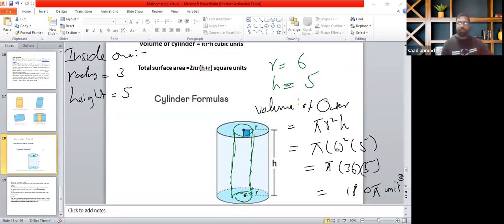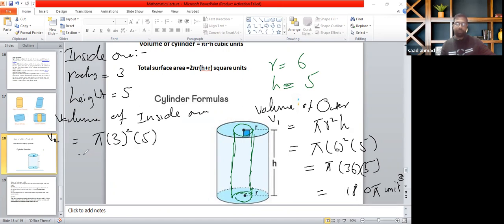And let's say the volume of the inside one will be the same thing. Let's call this V1, and let's call this V2, the smaller volume. So it will be pi times 3 squared times 5. That will be 9 times 5, so that's 45 pi.